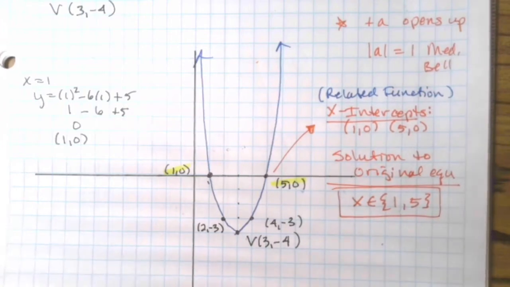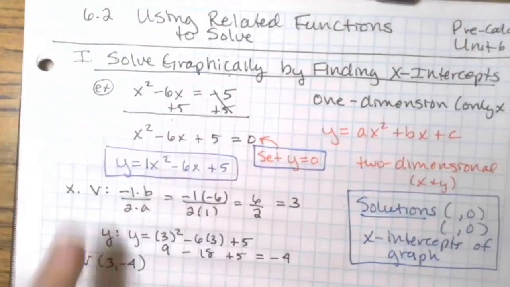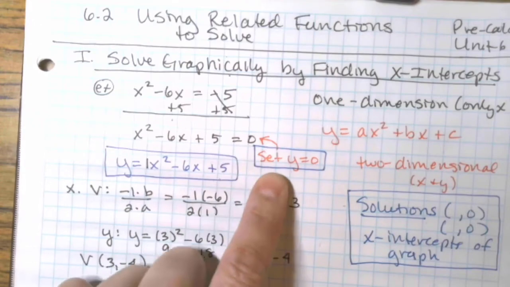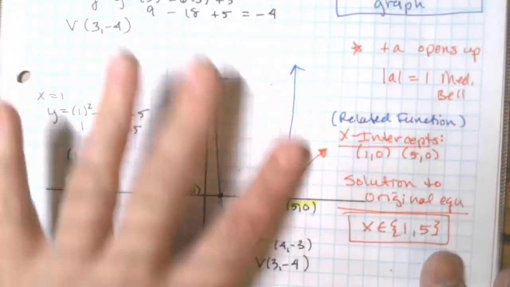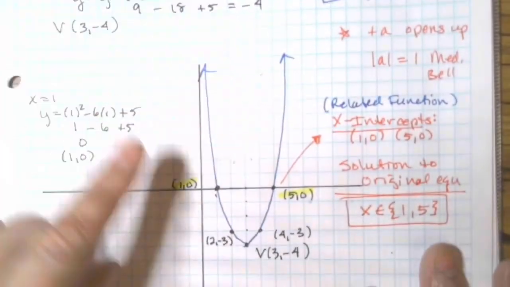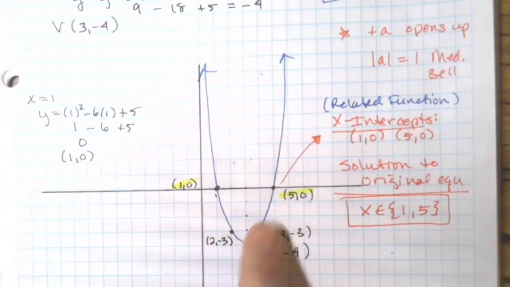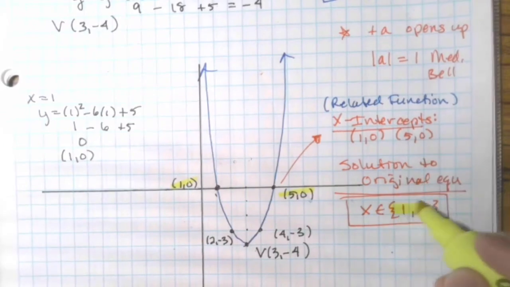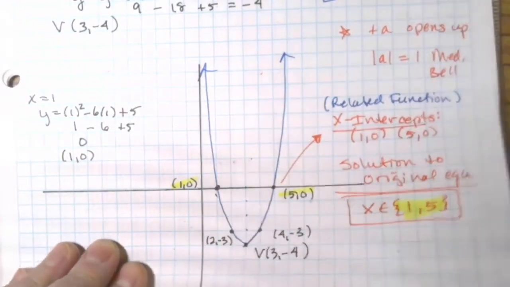All right, so that is our first example. Solve graphically by finding x-intercepts. You first algebraically solve equal to 0, set y equal to 0, and make a new two-dimensional function. Graph that function just like we would normally. And because we set y equal to 0, anywhere y equals 0 will give us our solution, which it did. It was x equals 1 and 5. That is solving by graphing the related function.